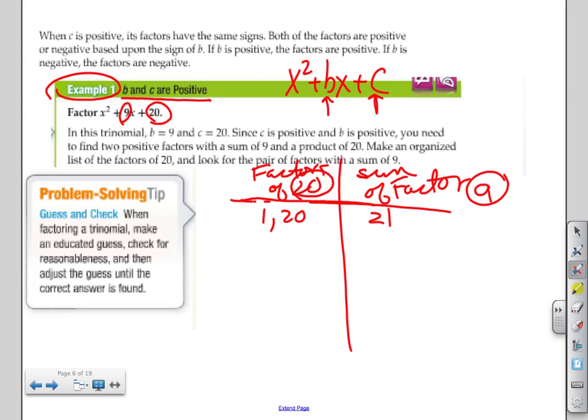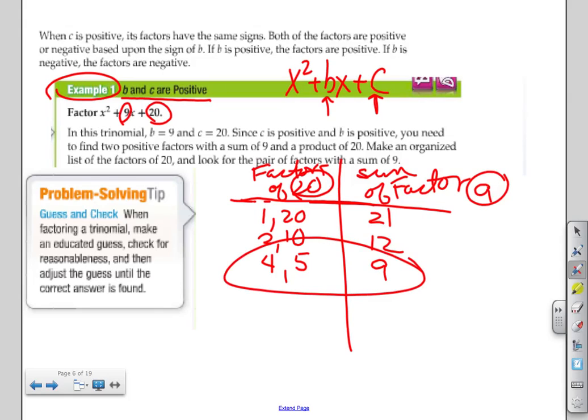No, that doesn't work. So what about 2 and 10? 2 and 10 multiply to make 20, but does 2 plus 10 equal 9? No. So let's try another one. How about 4 and 5? Those are other factors of 20. They multiply to make 20. Does 4 plus 5 equal 9? Yes. So there's our answer, okay?